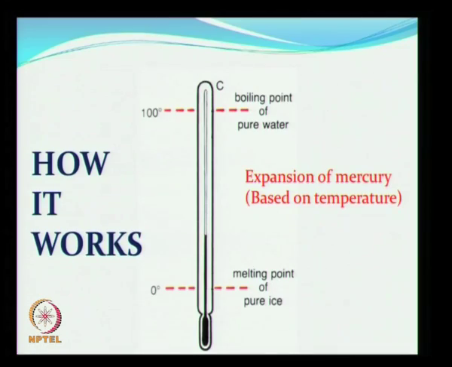It works on the principle of expansion of fluids. The mercury rises and falls in the capillary tube based on changes in temperature. The constriction makes sure that the mercury does not fall suddenly, thereby enabling us to take the reading correctly.